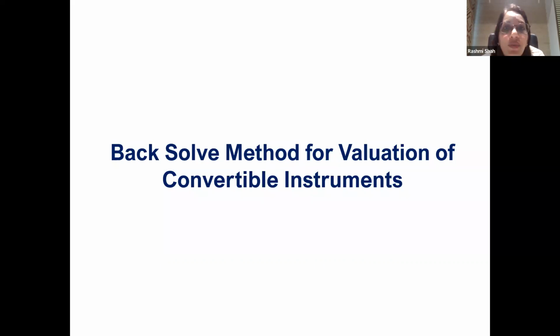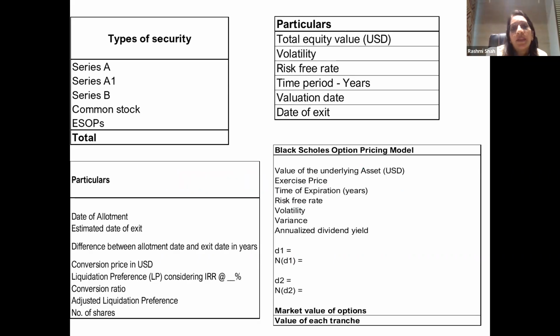So right now, with so much structuring and complexity involved, we've seen that companies are issuing so many different types of securities and ESOPs. So this particular method, that is the back solve, has become so important and significant now, especially in startup valuations, or in companies which have different levels of securities with different waterfall structures or tranches.